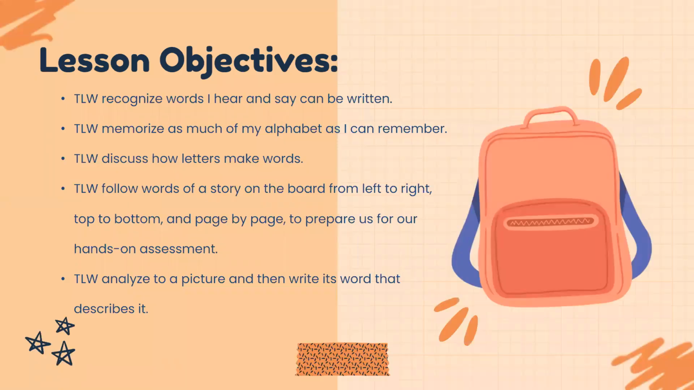The following are the lesson objectives. The learner will recognize words I hear and say can be written. The learner will memorize as much of their alphabet as they can remember. The learner will discuss how letters make words. The learner will follow words of a story on the board from left to right, top to bottom, and page by page to prepare them for their hands-on assessment. The learner will analyze a picture and then write its word that describes it.